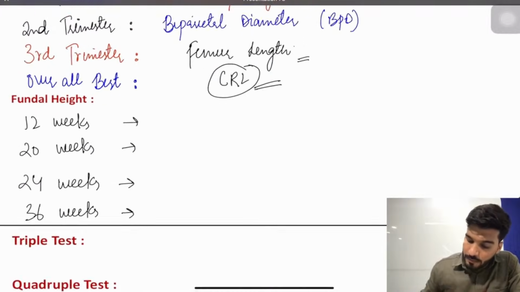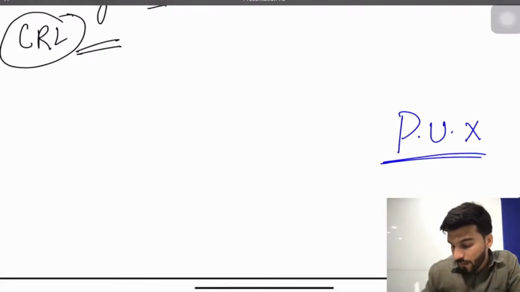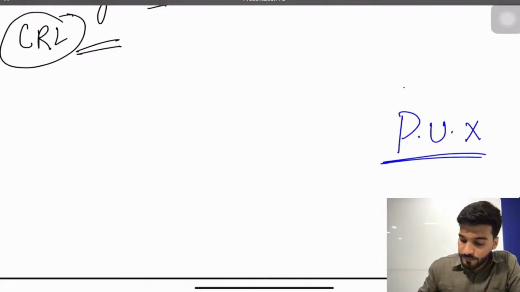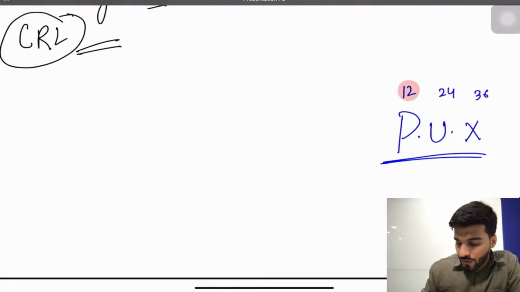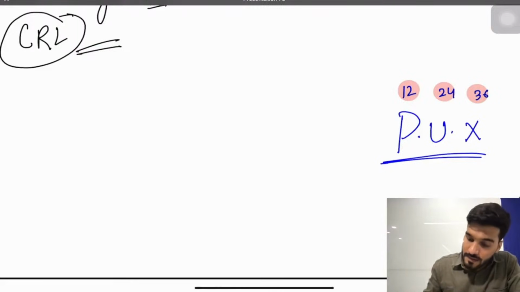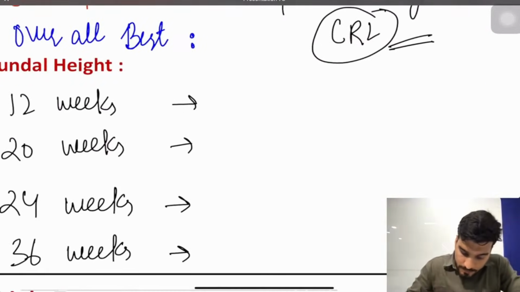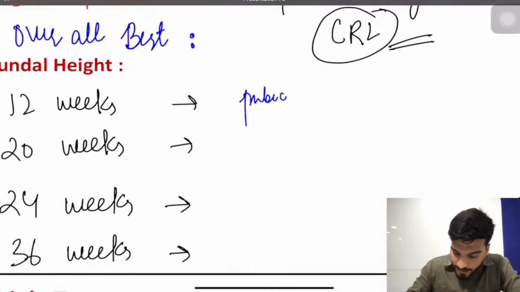We remember this with a formula called PUX. 12, 24, 36. So how do you remember? At 12 weeks it's P, that is pubic symphysis. At 24 weeks it's U, that is the upper border of umbilicus. At 36 weeks it is xiphisternum.